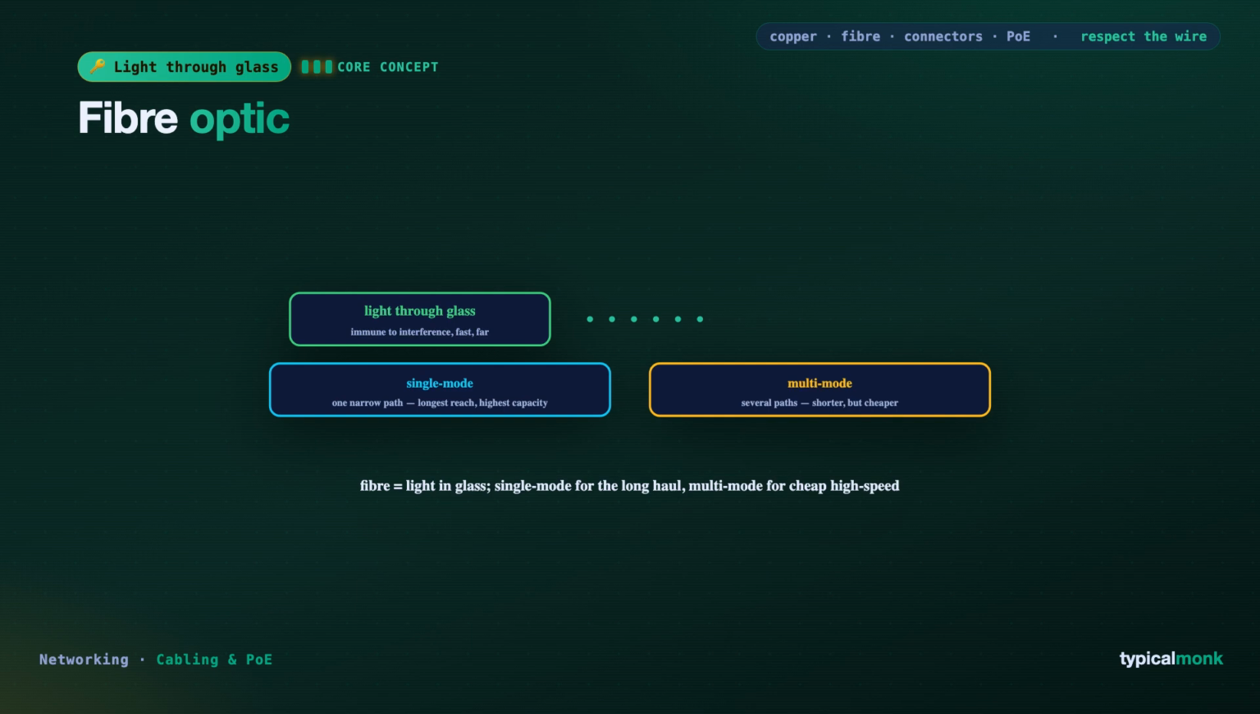Multi-mode fiber allows several light paths at once through a wider core. It works over shorter distances than single mode, but it is cheaper, which makes it a common choice inside buildings and data centers for high-speed links that do not need to span kilometers. So the trade within fiber is reach versus cost. Single mode for the long haul, multi-mode for shorter, cheaper high-speed runs.